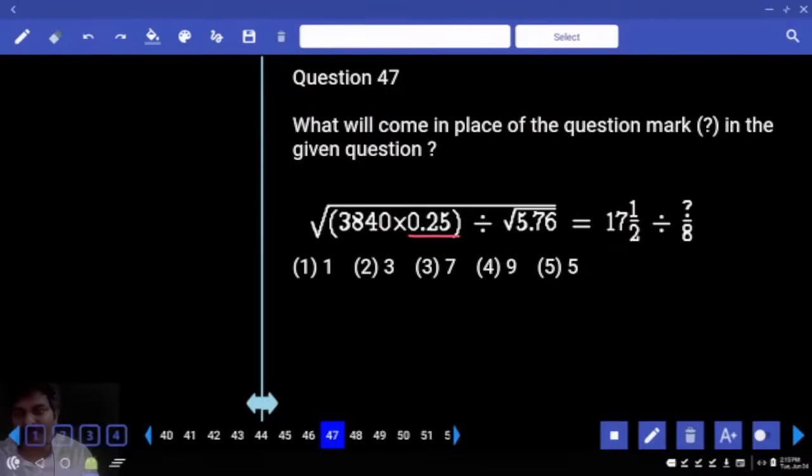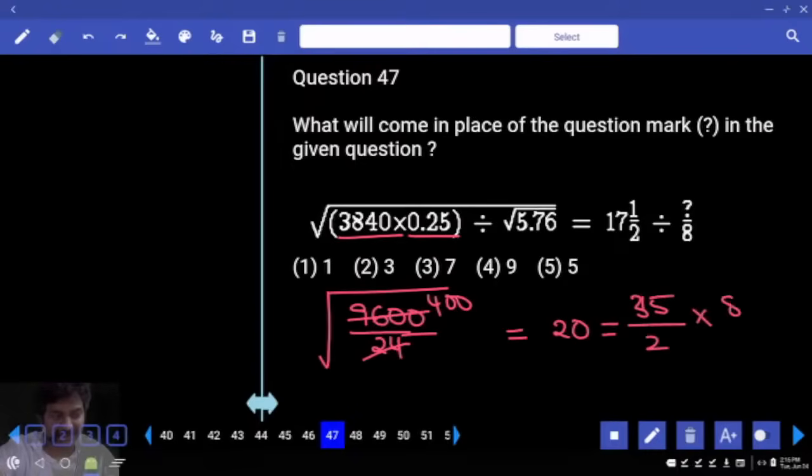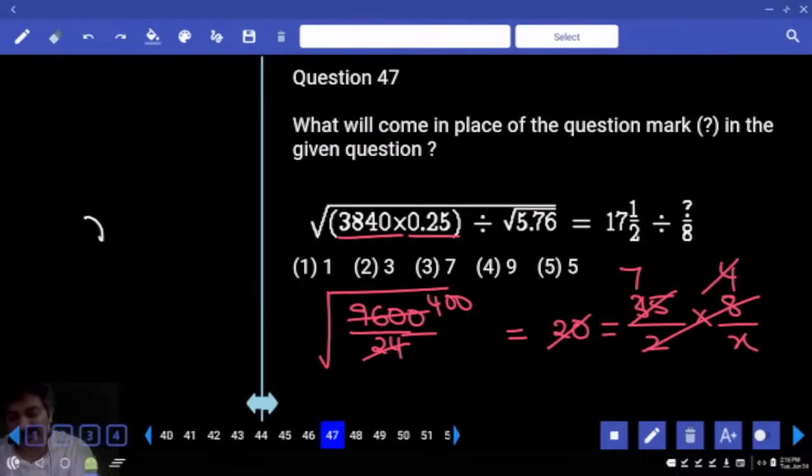0.25 can be written as 1 by 4. 1/4 of this number, 960 divided by under root of 5.76. 2.4, can I write it as 24 by 10? Under root value. Is it okay? 24, how many times? 400 times. Under root of 400 is 20. Correct? 20 is equal to 35 by 2 divided by x by 8, can be written as into 8 by x. 2, 4 times 4, 5 times 5, 7 by x is 1, then x is 7.